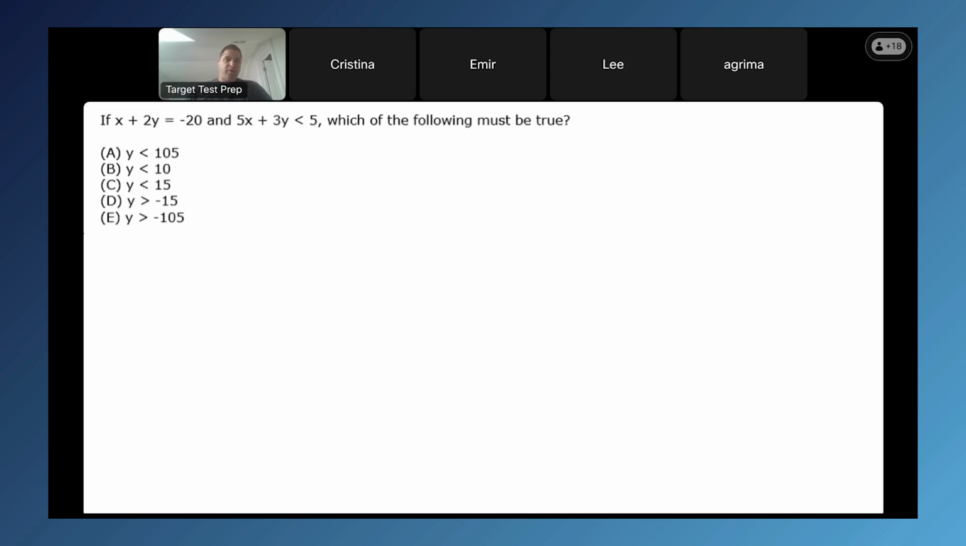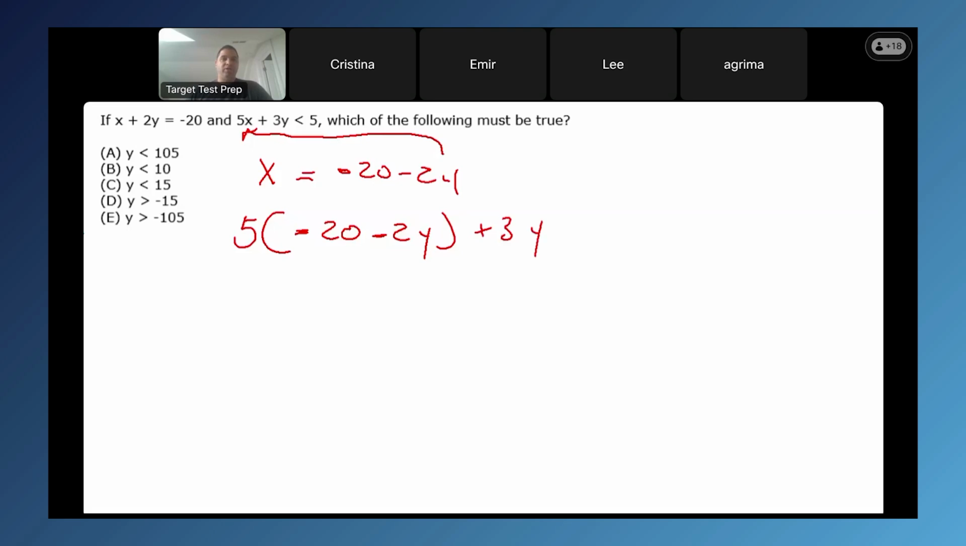All right, so I presume everybody understood you needed to get everything in terms of y, so it made sense to say x is equal to minus 20 minus 2y, right? And then you subbed in this for x, so now you have 5 times, and the goal is always to get it in terms of the variable that you care about. So minus 20 minus 2y plus 3y is less than 5, right? So then you have minus 100 minus 10y plus 3y is less than 5.